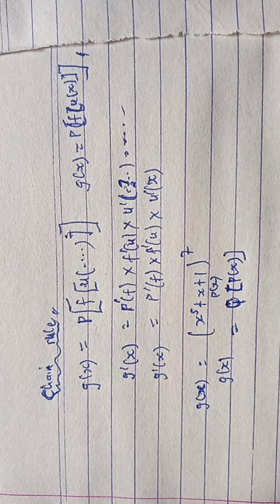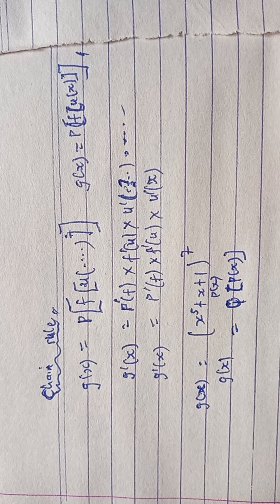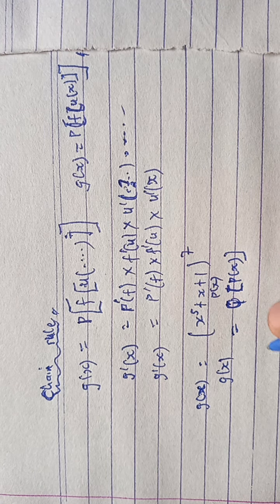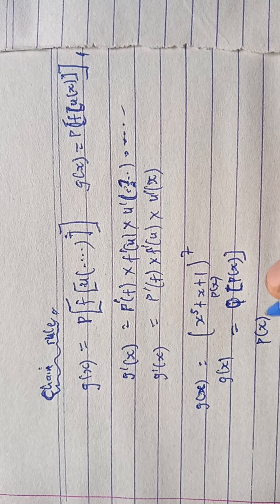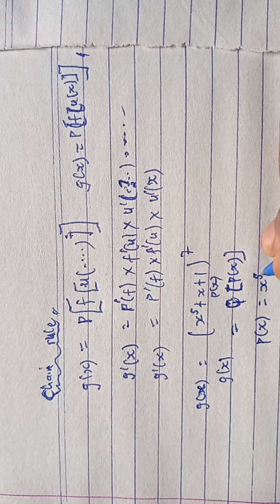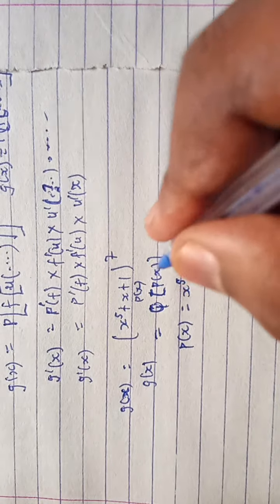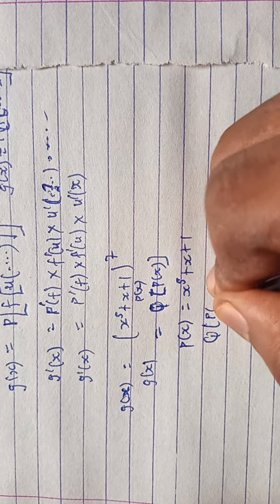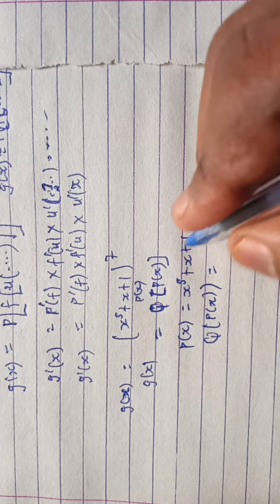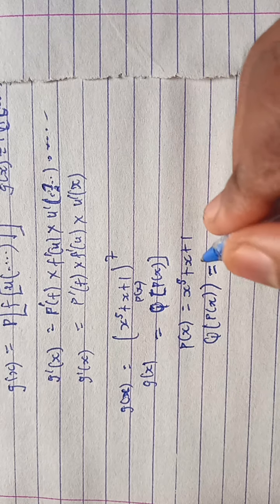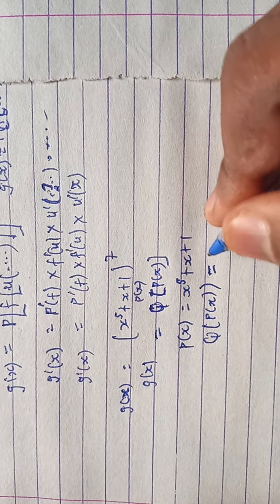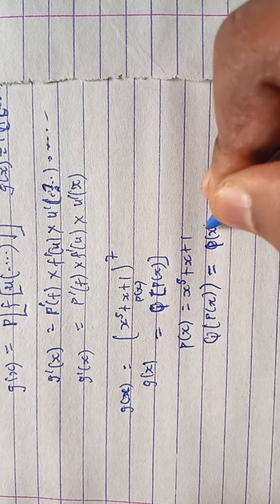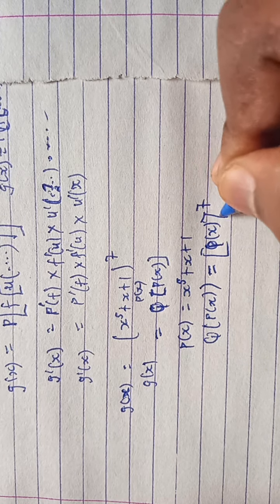Q of p of x. Have you seen that, guys? So where p of x is equal to x power 5 plus x plus 1, and then q of p of x is equal to q of p of x power 7. Have you seen that, guys?